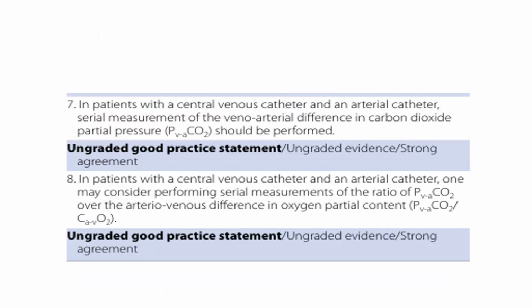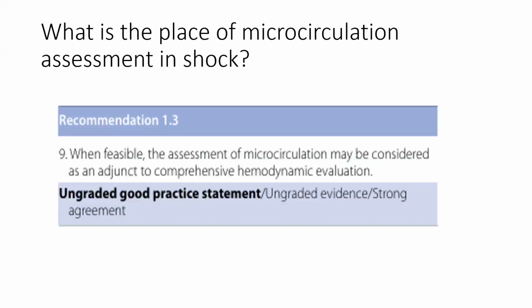If our patient has a central venous catheter and an arterial catheter, one may consider performing serial measurement of the ratio of the veno-arterial CO2 partial pressure difference over the arteriovenous difference in oxygen content. Whenever feasible, microcirculation must be considered as an adjunct to comprehensive hemodynamic evaluation whenever we are dealing with a patient in shock.